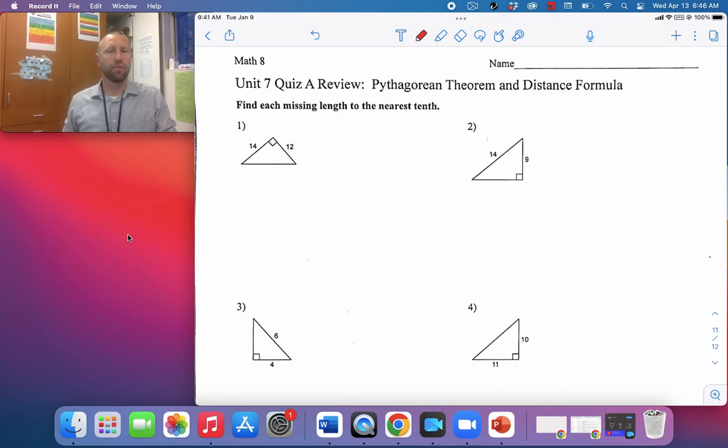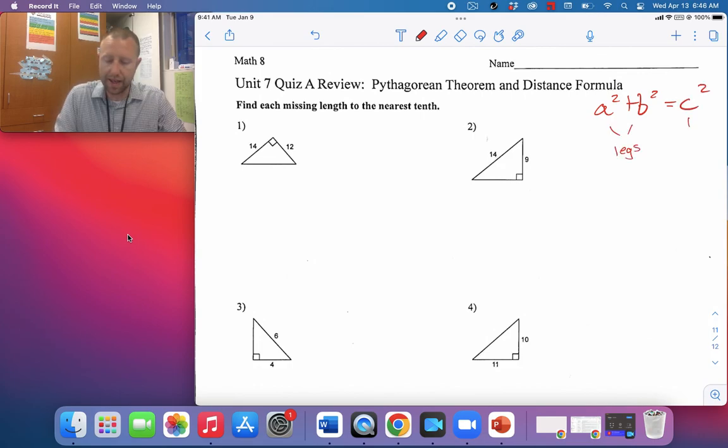So right off the bat, I'm just going to go ahead and write out a squared plus b squared equals c squared. And that c is the hypotenuse. The best way to remember this is that the legs are the ones that form the 90-degree angle. They're the ones that meet at the 90-degree angle. The hypotenuse is across from that 90-degree angle.